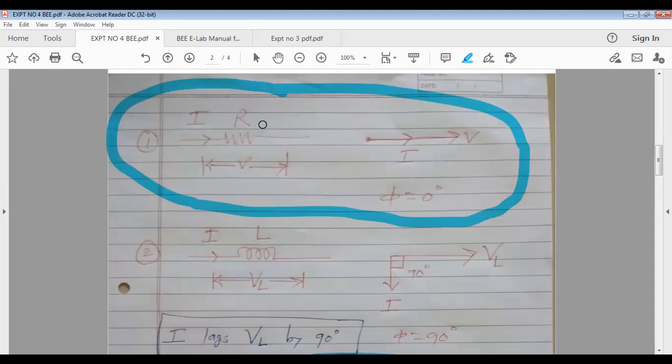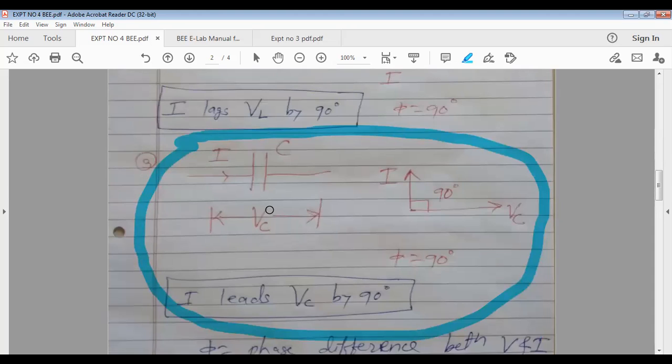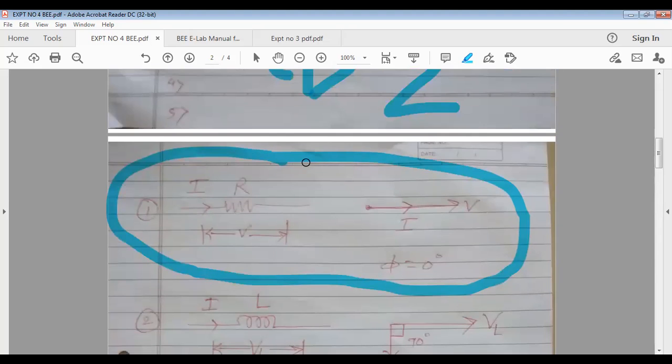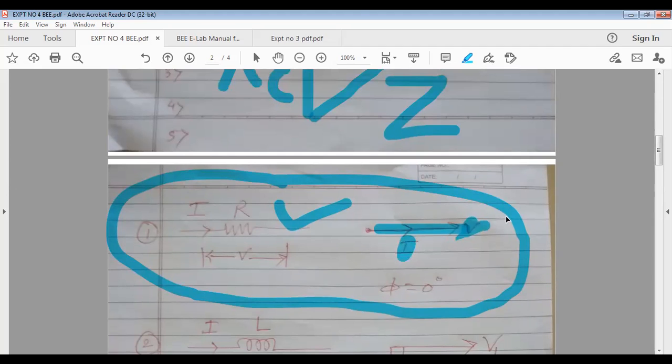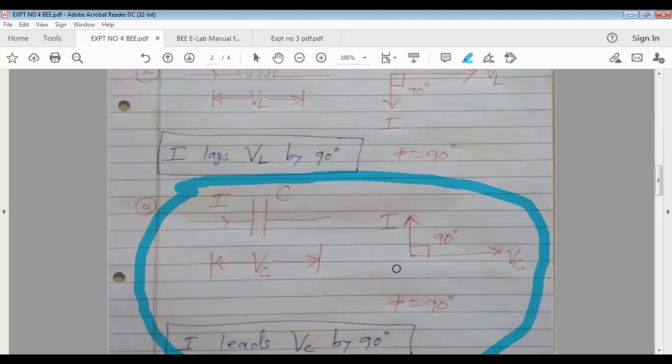Okay, so we want only two, resistance and capacitor, because only these two are connected in the circuit. So keep this in your mind. For resistance, voltage and current are in phase. V is the voltage drop across resistance, and I is the current flowing through resistance. The phase difference between these two is 0 degrees for a resistor. What about a capacitor? Between the current flowing through the capacitor and the voltage drop across it, the phase difference is 90 degrees, and current leads voltage by 90 degrees, or you can say VC lags current by 90 degrees.